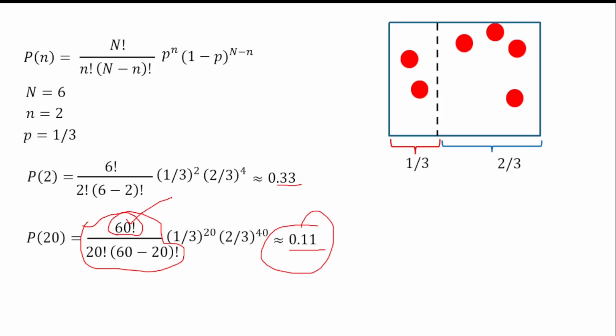So this is the beauty of binomial distribution, which goes parallel with everyday observations.